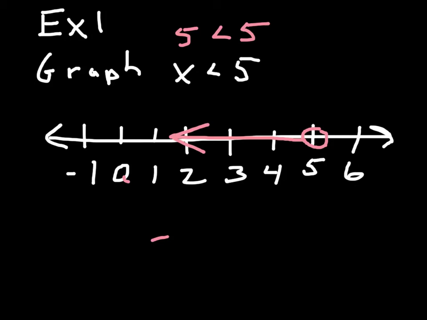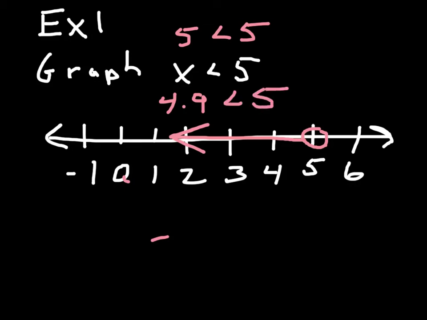That might be 4.9. That might be 4.5. That might be 1. That might be a negative 1. So any number, including decimals and fractions, to the left of 5 is a solution to this. And again, I'm emphasizing decimals because decimals are included here. So if I put 4.9 in for x, is 4.9 less than 5? And that's a true statement.